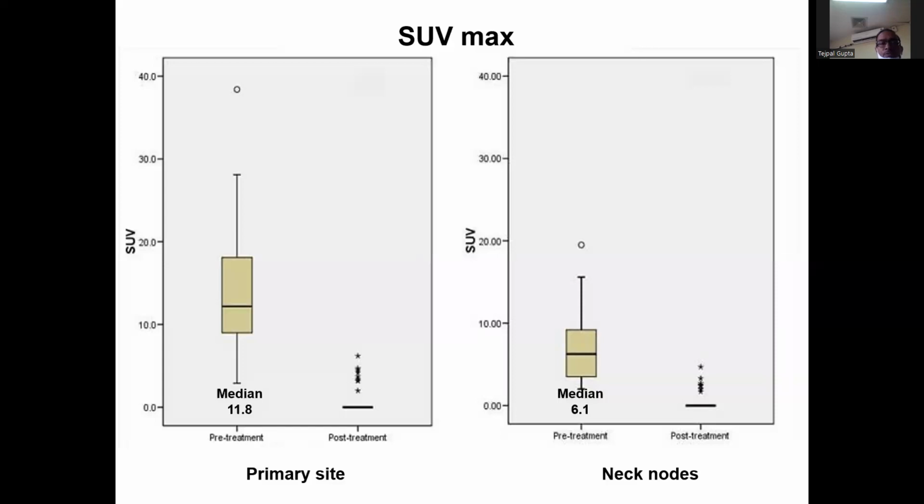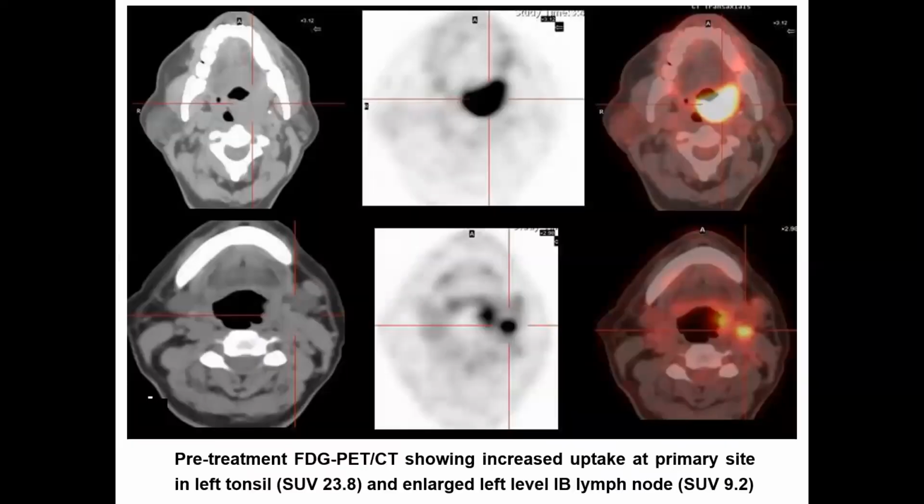So this is the SUVmax. This is the box plot showing the SUVmax pre-treatment for the primary site on the left, and the post-treatment for the primary site on the right of the first box. And for the neck, pre-treatment SUVmax on the left side of the second box, and post-treatment SUVmax on the right side of the treatment box. So a significant decline in SUVmax following definitive chemoradiotherapy, something that you would generally expect.